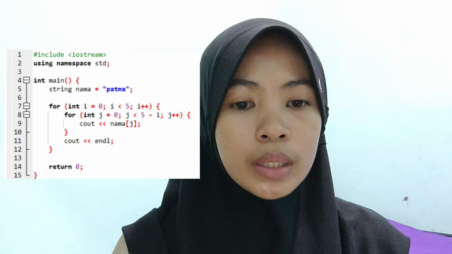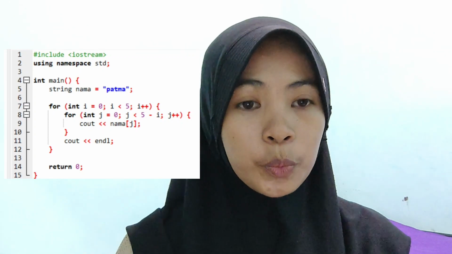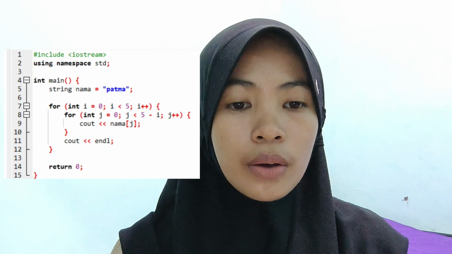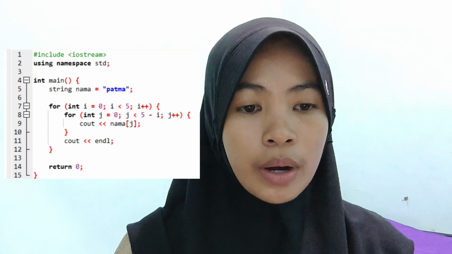Number 1, header and namespace. Include iostream is used to include the standard C++ input-output library. Using namespace std is used so that we don't have to write std before every use of C++ standard objects like cout. Number 2, declaration and initialization. String name = "Fatma" initializes the string variable name with the value Fatma.